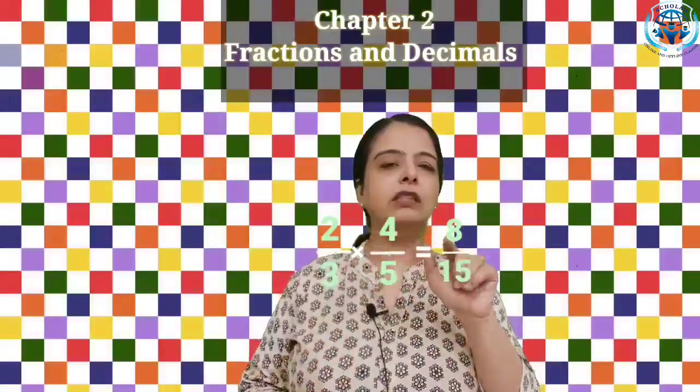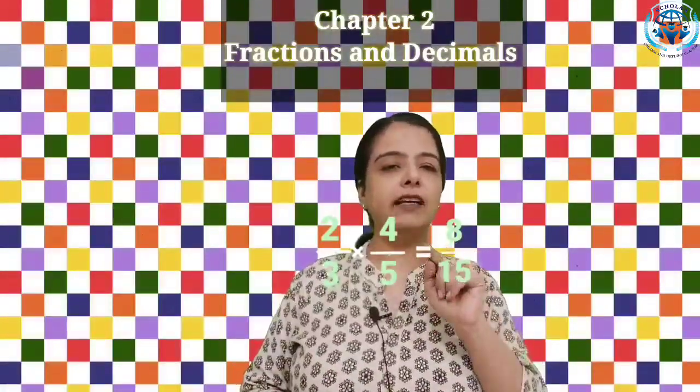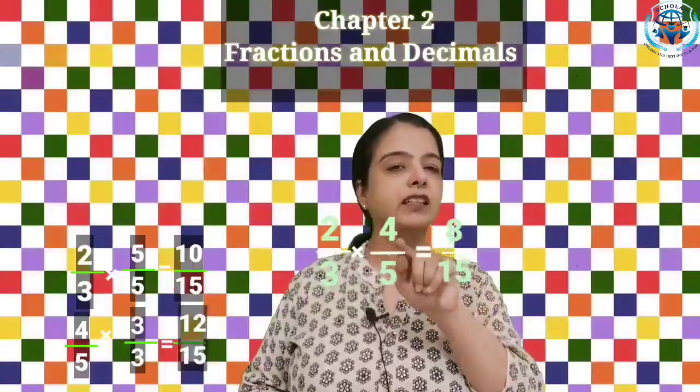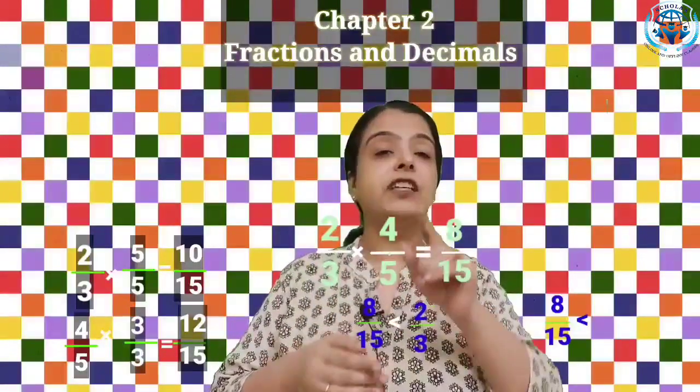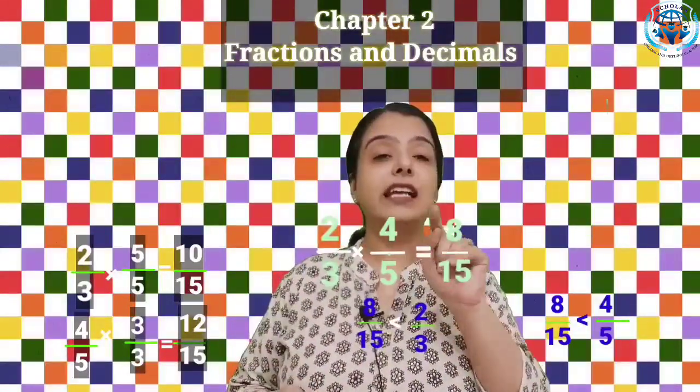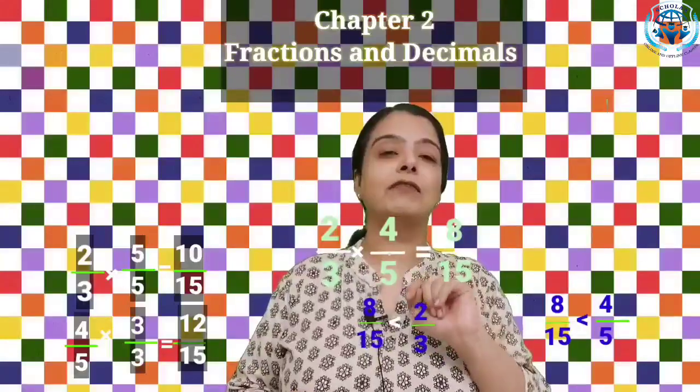Now convert all the three into like fractions to find out whether this product is greater than or less than each of these fractions. You will find out that 8 by 15 is less than 2 by 3 and 8 by 15 is less than 4 by 5. Now the second example. Take another pair of proper fractions and multiply.